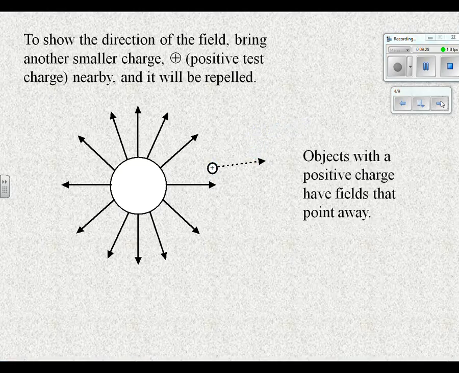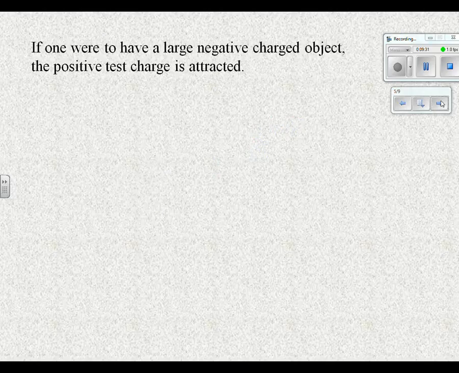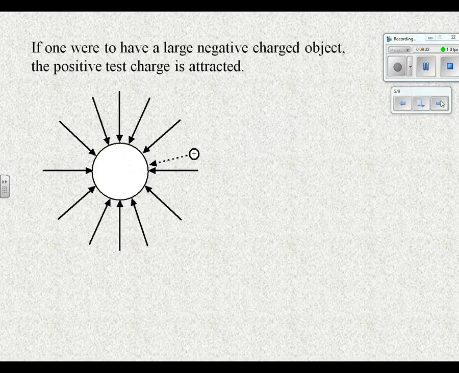With a positive charge, that field points away. If you were to have a large negatively charged object, the positive charge is attracted, right? We've been through all this. We don't even need to write this down, do we?